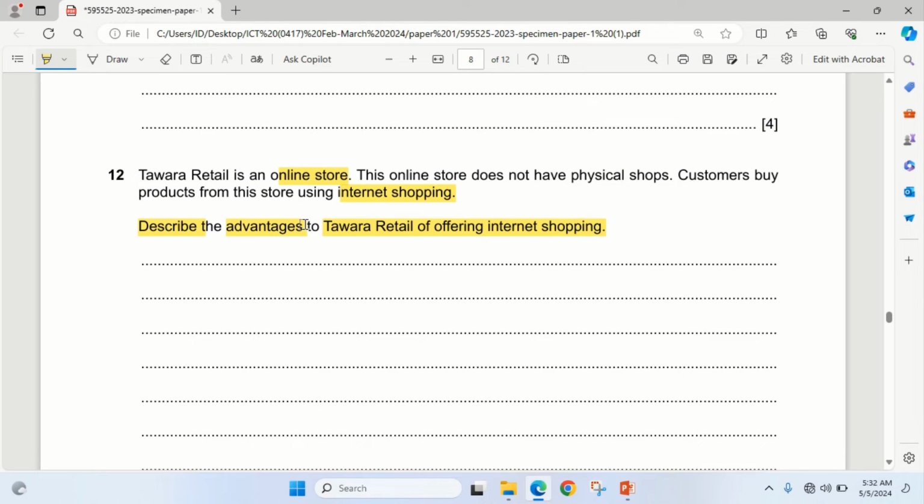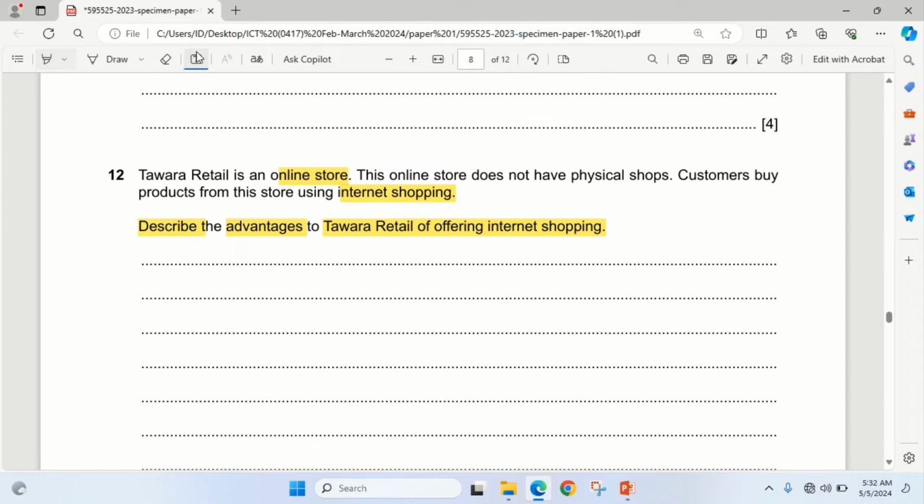Describe the advantages to the Tawara Retail of offering internet shopping. We can as well have advantages to the customers. So you need to look out for the keywords. So one advantage to Tawara Retail is that they can target prices, the products and services at specific groups based on buying data. So they know who to target, the prices to give, and products and services to render. So they can have that as an advantage. Tawara Retail can update stock availability more quickly. They can do that automatically.